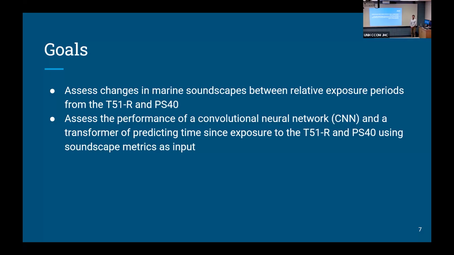So you used the soundscape metrics as the input to the machine learning models. What are the alternatives to doing that, to still use machine learning? Well, yeah, because I think Brian kind of was getting at this. He was saying, why are we using the soundscape metrics as input? Yeah.